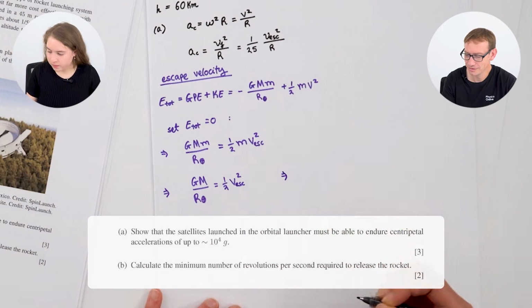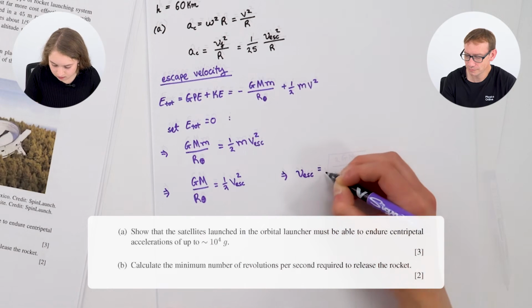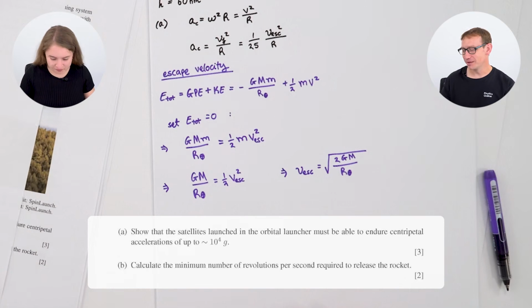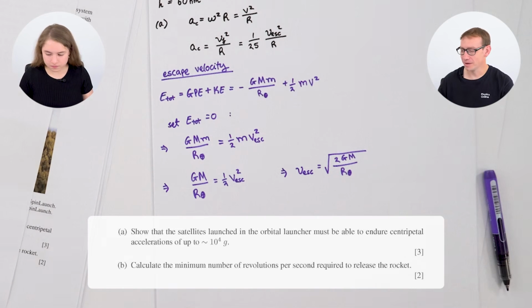And so when you rearrange this for the escape velocity, you get this. Looking at that formula, we need to know the radius of the Earth and the mass of the Earth, which are given to us in the important constants. So that means we can actually then work out the size of that escape velocity.